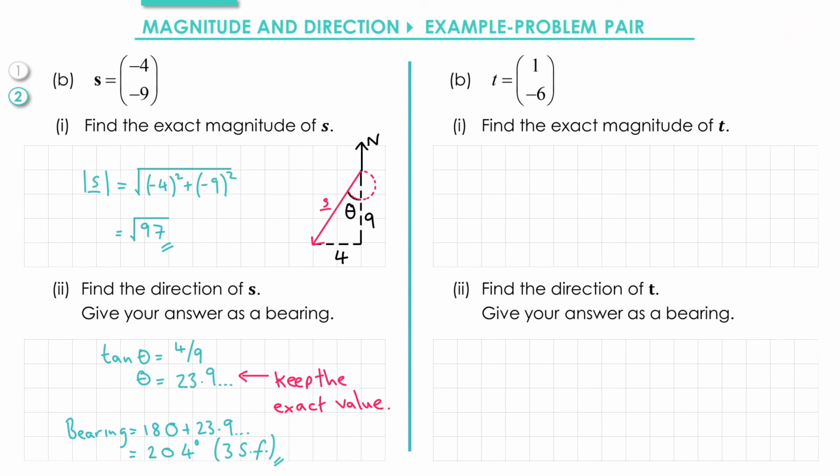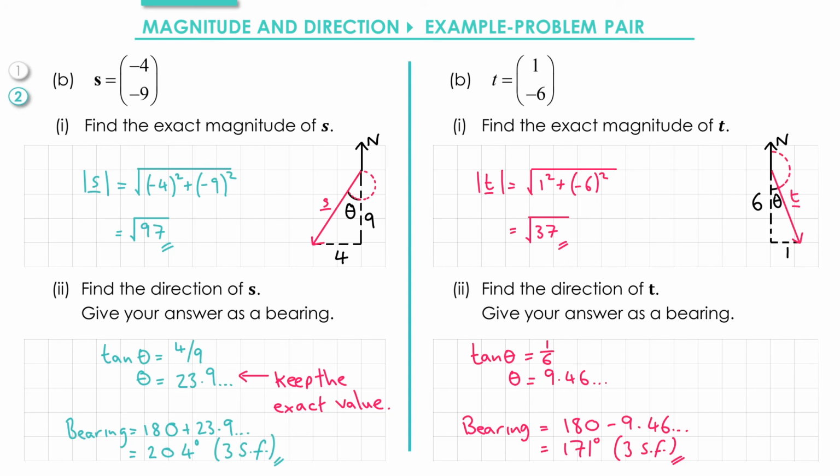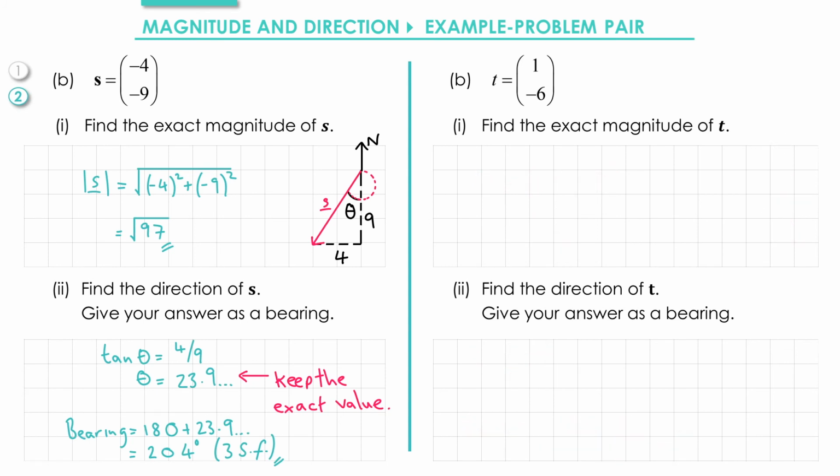Welcome back, here's my solution. Well done if you got these answers. If not, I'll go through how I got mine now. So our vector t is 1, -6. That tells us 1 in the i direction and 6 in the negative j direction. So down the page by 6 and to the right by 1. That should be enough information to find our magnitude. So the magnitude of t is the square root of 1 squared plus -6 squared, which is the square root of 37.